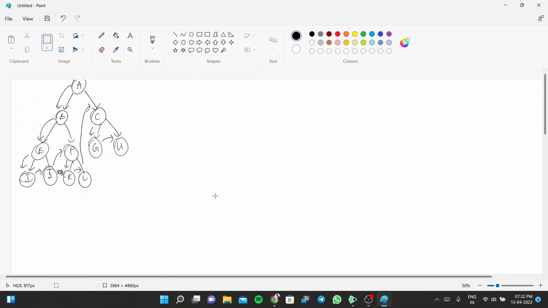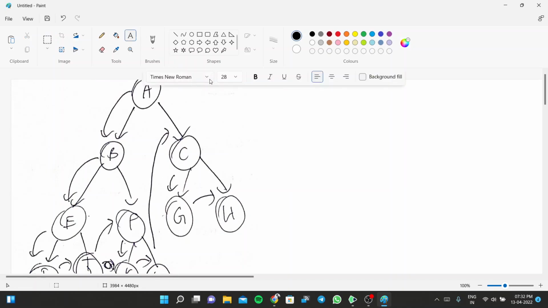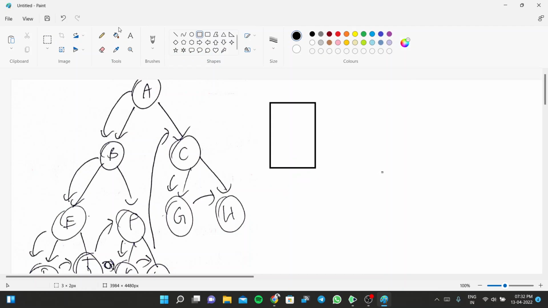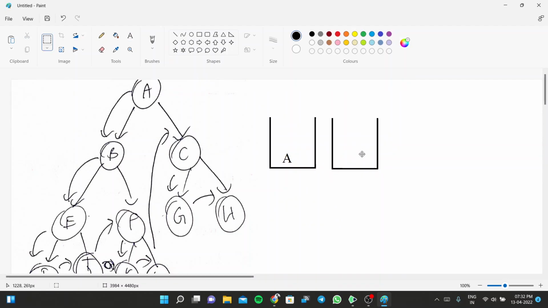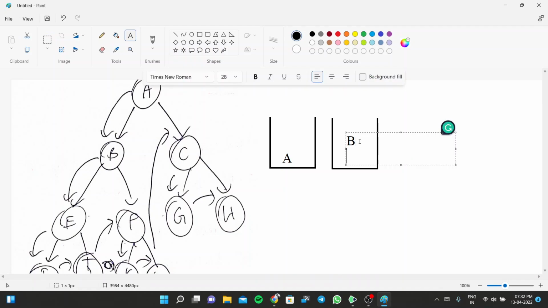So here we can see we are having A here. We need to form a data structure, like a queue, with a front and open end. So we will copy it for some sake. Now first we need to insert A. After striking A, we will find the next corresponding elements to A, that is B and C. So we will write here B and C.